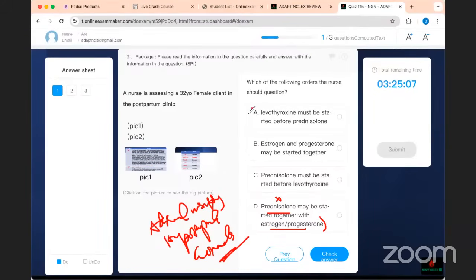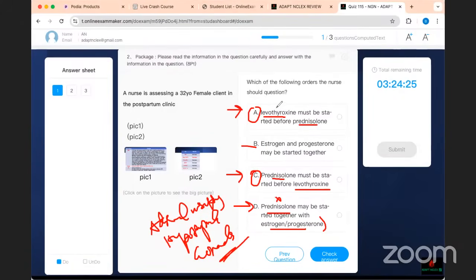The answer choice is between A and B. C, I'm trying to guide you. So this can be eliminated. There's something you should know between steroid and levothyroxine. And who knows the reason why? If you know, you can type it. It's between thyroid hormone and the steroid hormone. There's content there. So which one should the nurse question? Is it A or C?